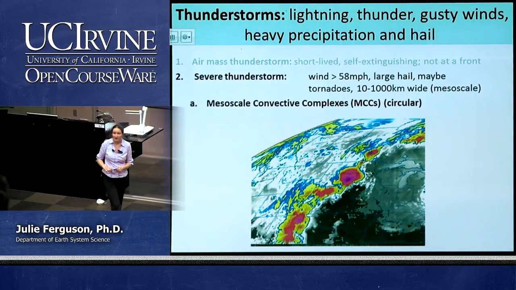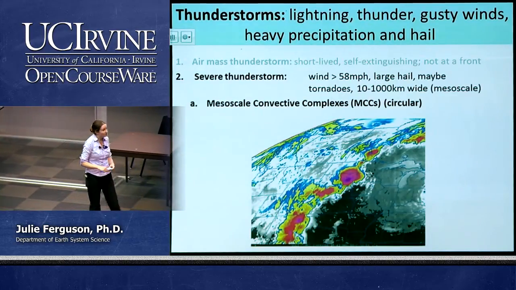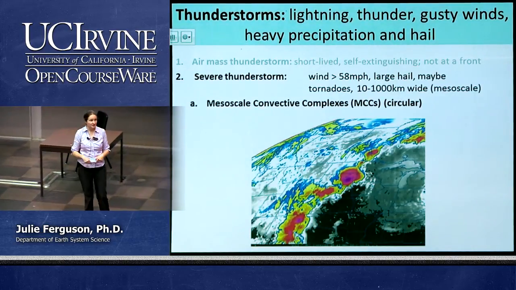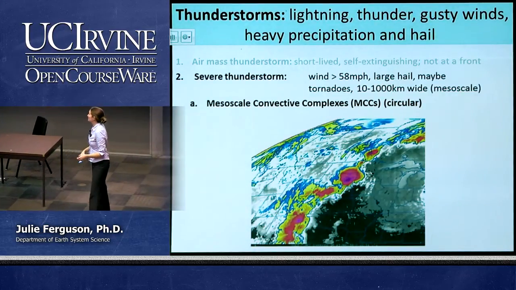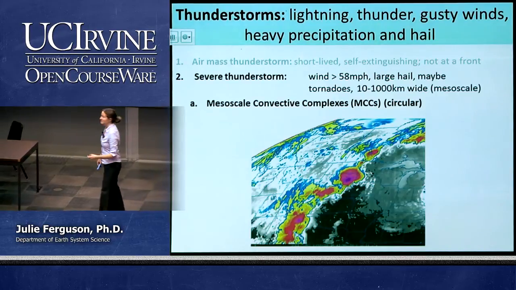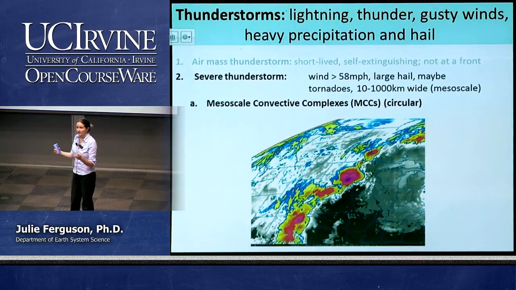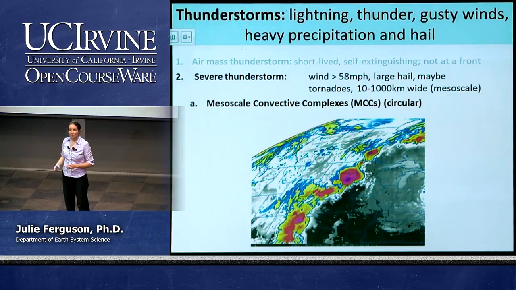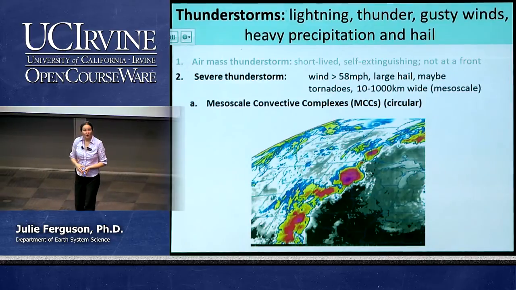So our first type of severe thunderstorm is something called mesoscale convective complexes. Mesoscale just means relatively large. There's a more specific term in the atmosphere for that, but it just means larger scale than our air mass. Convective, there's convection going on, and complexes, basically groups of these big severe thunderstorms. And they look fairly blobby.